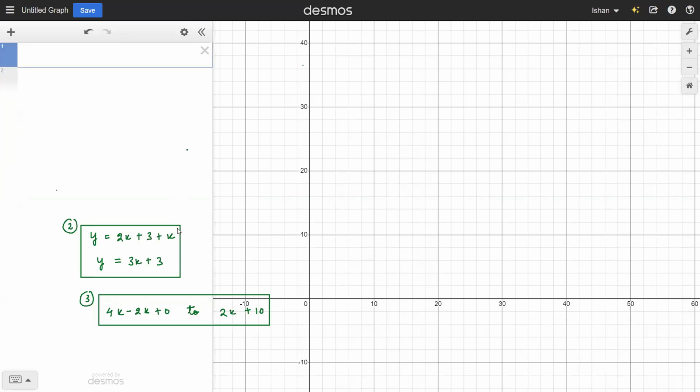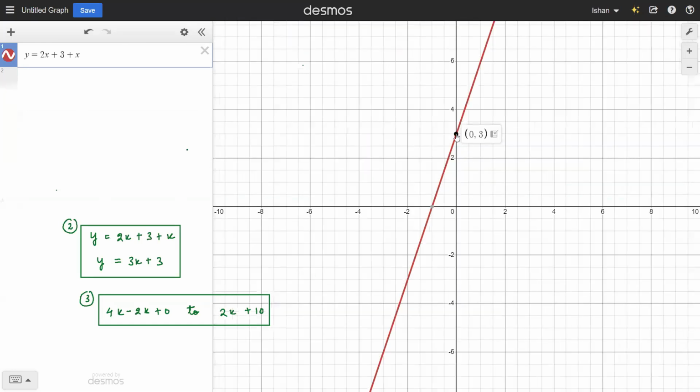Now let's look at the second example. In the graphing case, you will see it simplifies the graph. That is y equals 2x plus 3 plus x. You see a red line which intersects the y-axis at 0, 3 and the x-axis at minus 1, 0. The same line will be plotted when you write y equals 3x plus 3. A blue line shows the same graph. You can hide the line from here and show it whenever needed.